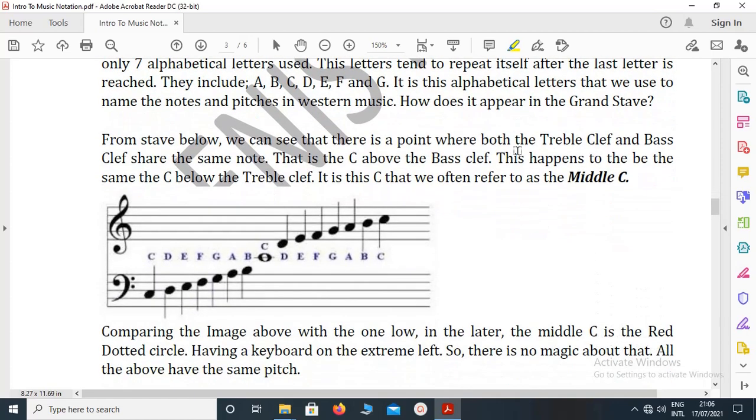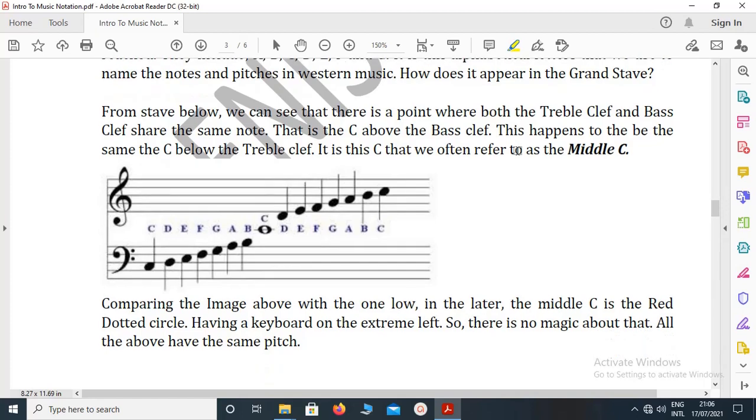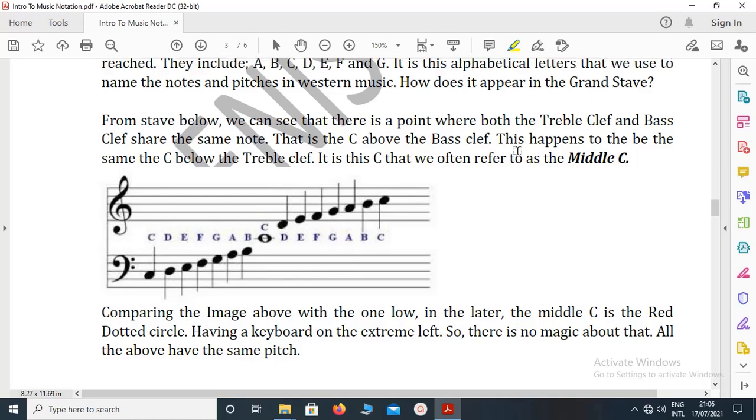Now, just as we looked at the pianoforte element, it is the same thing that we are going to look at in the grand stave. Perhaps this is the best time to talk about the grand stave. The grand stave in most cases is where we have those two elements together.